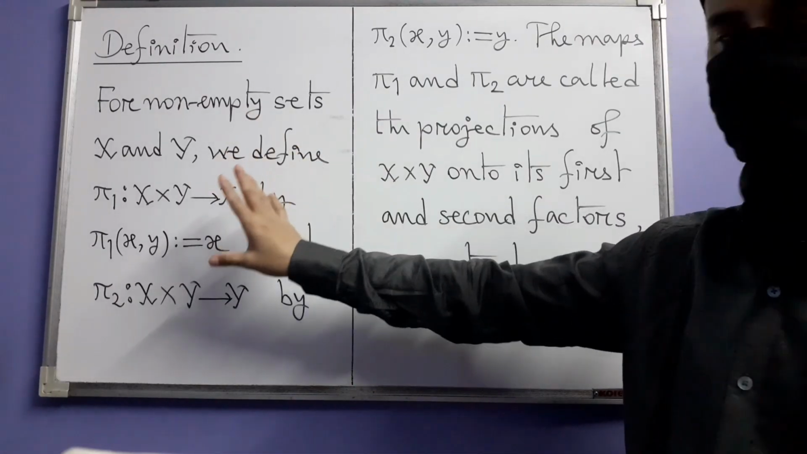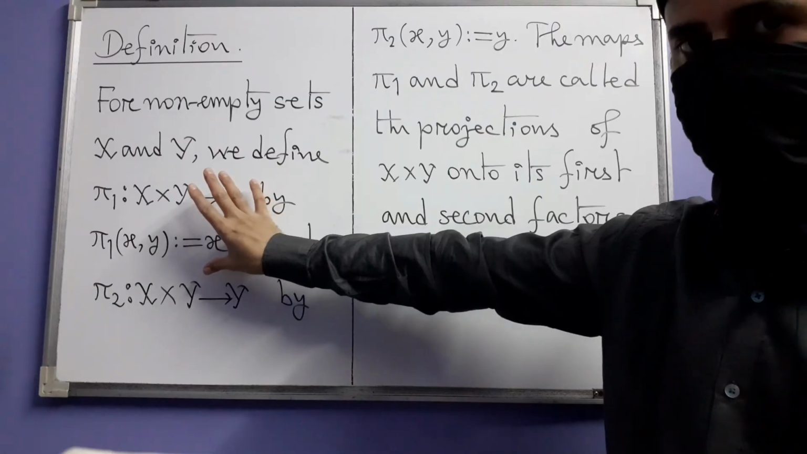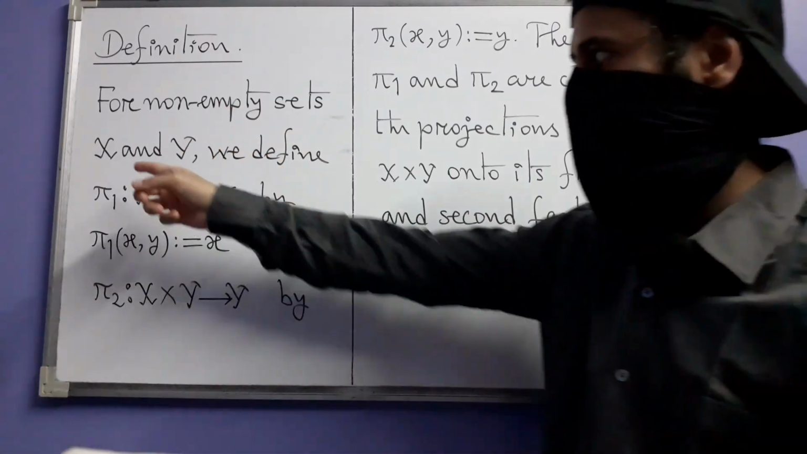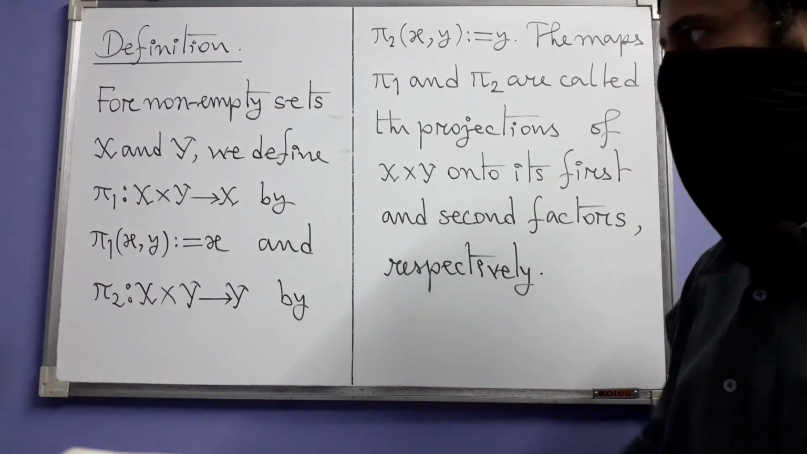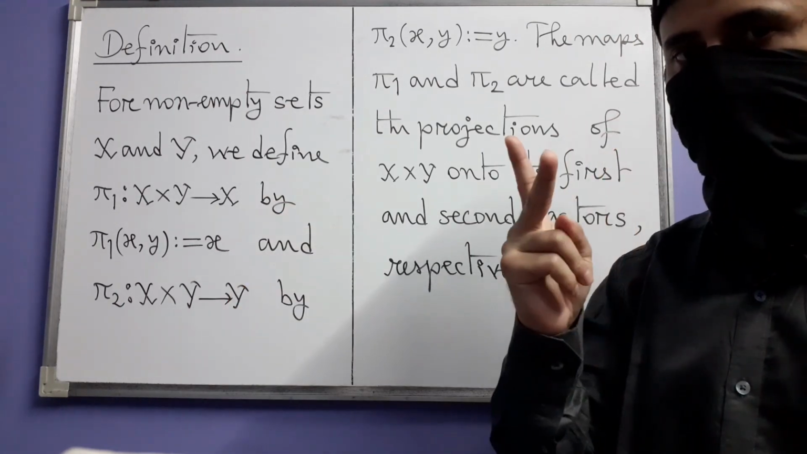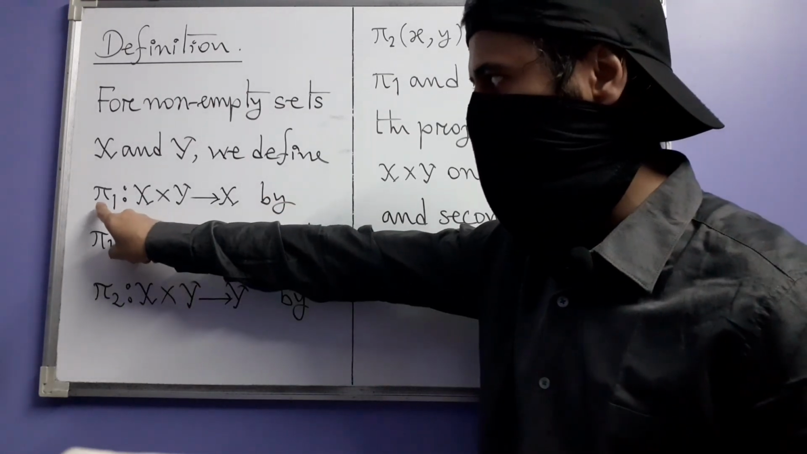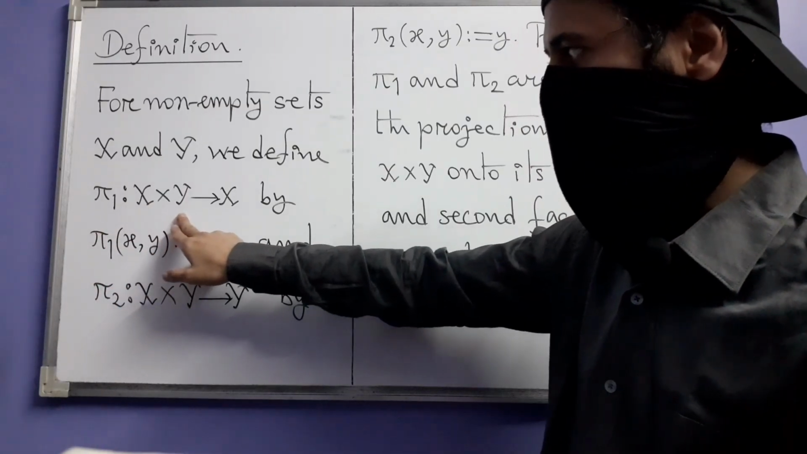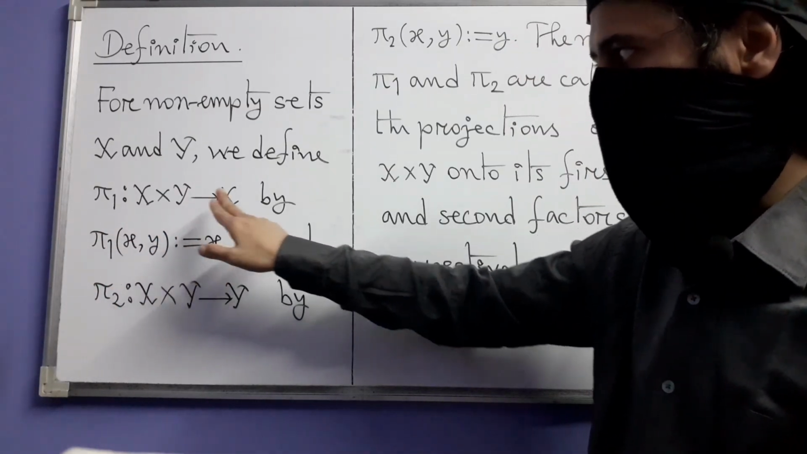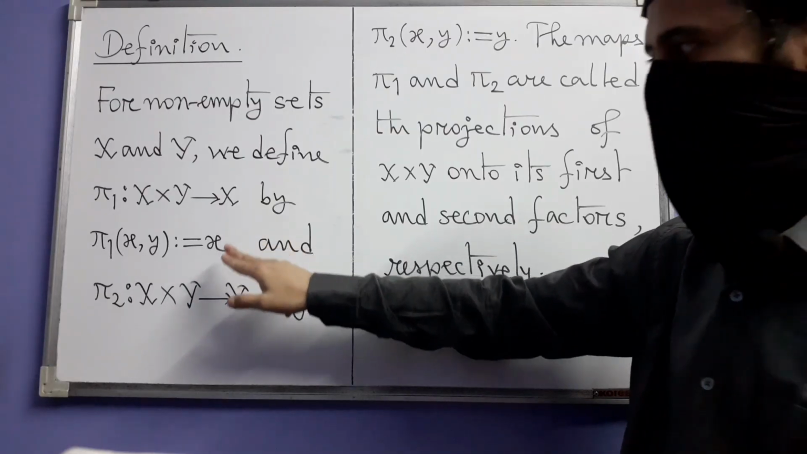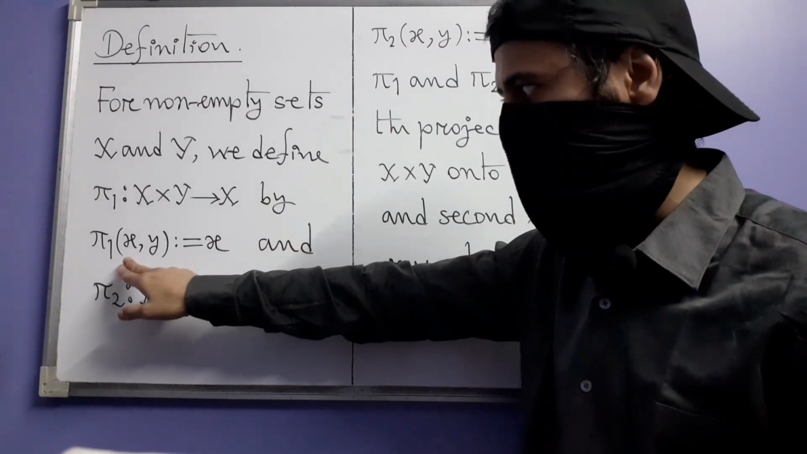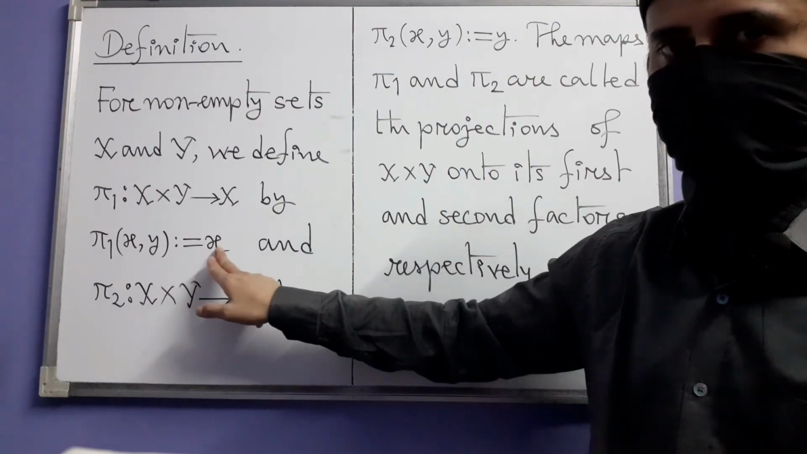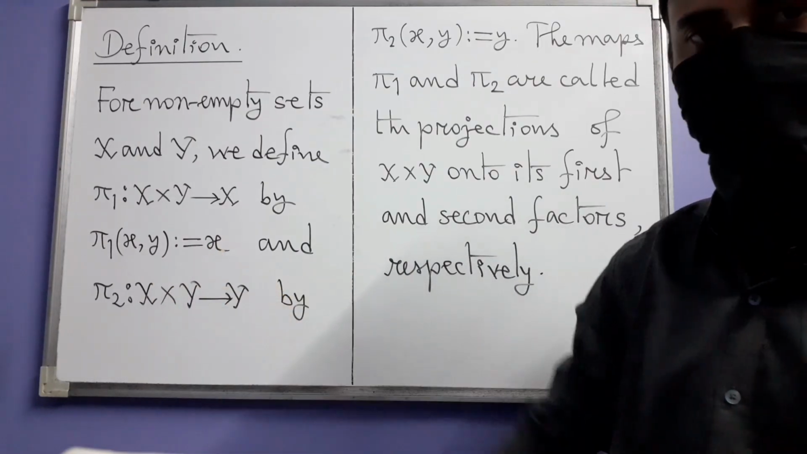Suppose we do not immediately start with topological spaces. In this definition we have two non-empty sets X and Y. Then we are defining two functions. One of them is pi1, it's a name, from the Cartesian product X times Y into X, and the definition of pi1 is this: pi1 maps an ordered pair (x, y) onto the first coordinate x.